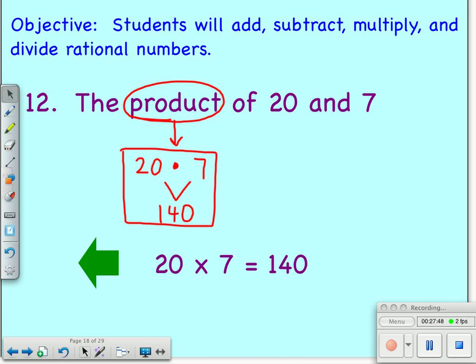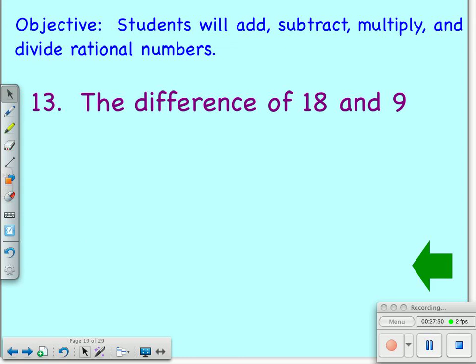And number 13, difference. Difference is subtraction. So the difference of 18 and 9 is 9. There's my answer.